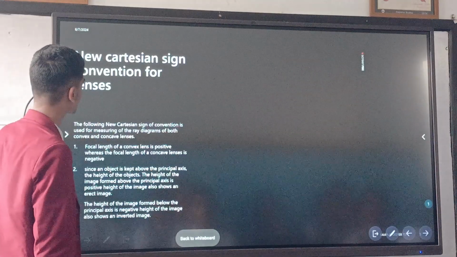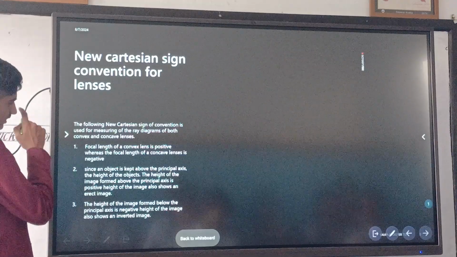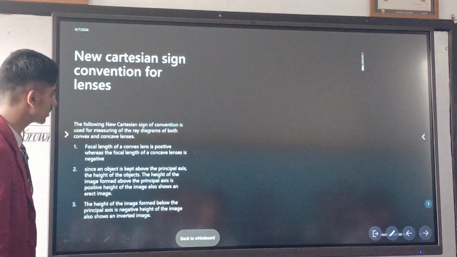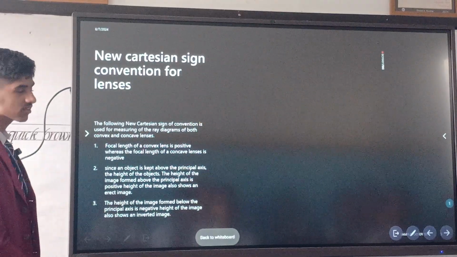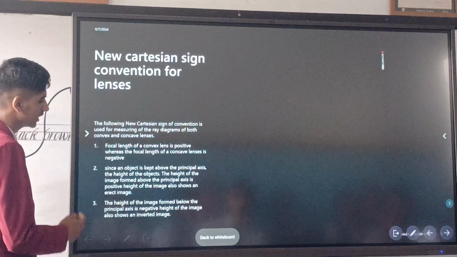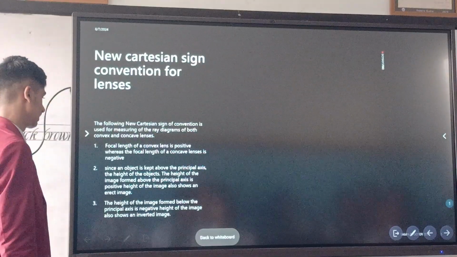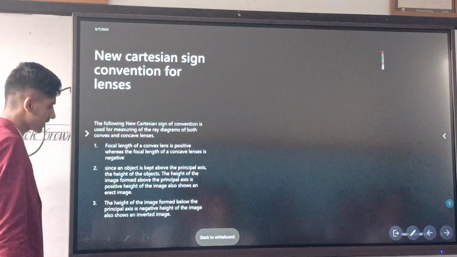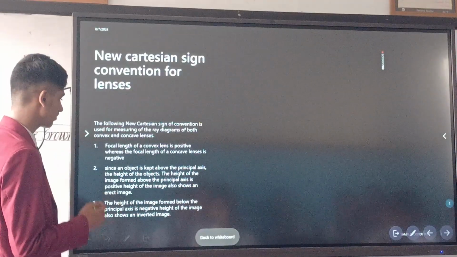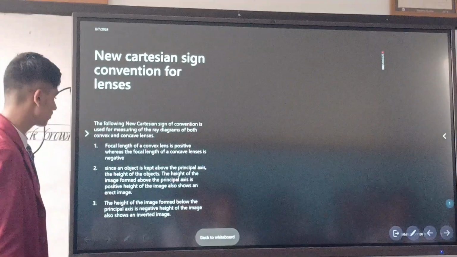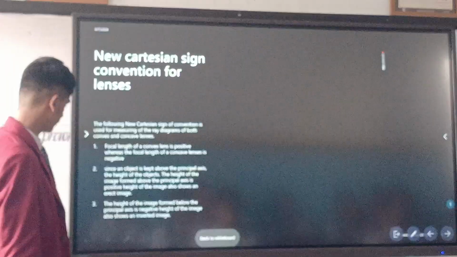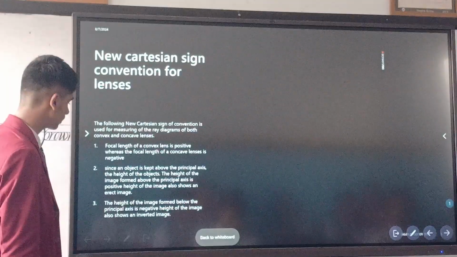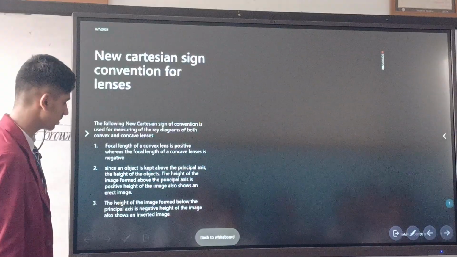New Cartesian sign convention for lenses. The following new Cartesian sign convention is used for measuring in the ray diagrams of both concave and convex lenses. First, the focal length of a convex lens is positive, whereas the focal length of a concave lens is negative. Since an object is kept above the principal axis, the height of the image formed above the principal axis is positive. Height of the image also shows an erect image. Third, the height of the image formed below the principal axis is negative. Height of the image also shows an inverted image.